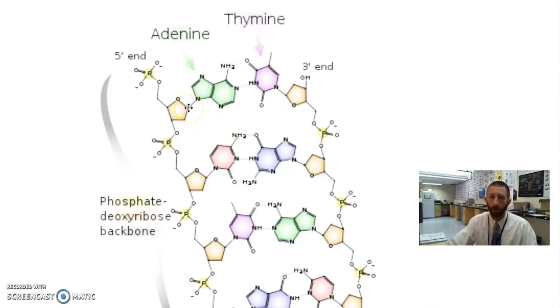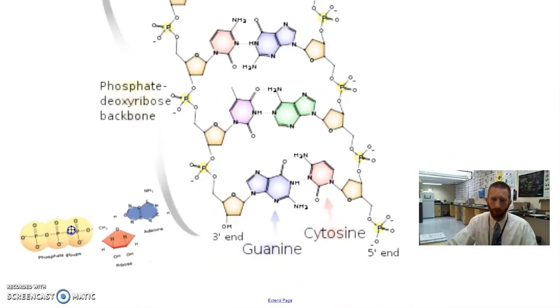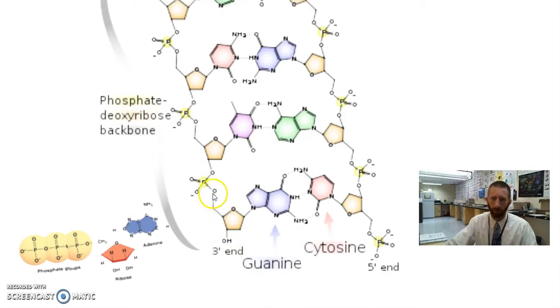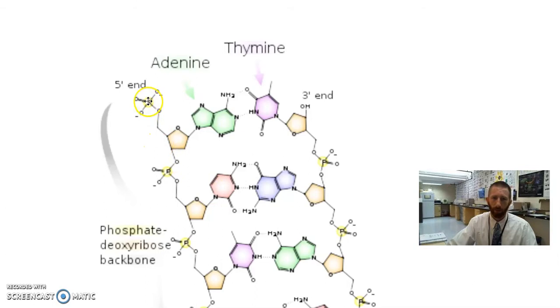So this is on the sugar. This is carbon 1. This is carbon 2. This is carbon 3. So down here, carbon 3 is exposed, right? And then this is carbon 4. This is carbon 5. So then up here, carbon 5 is exposed, and it's attached to the phosphate. And so anyways, that's where we get 5', 3'. Don't worry about that if you don't understand that. We get into that more in AP biology.